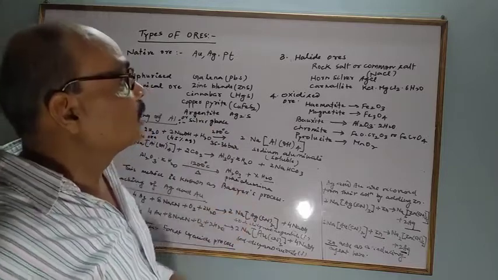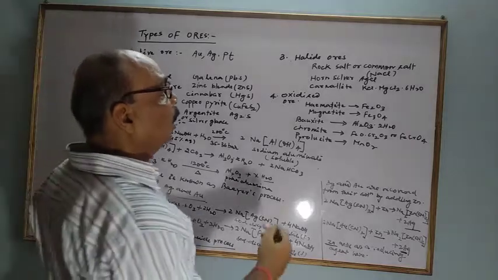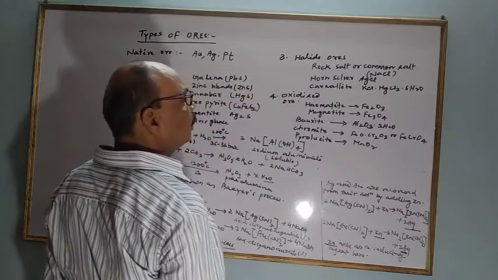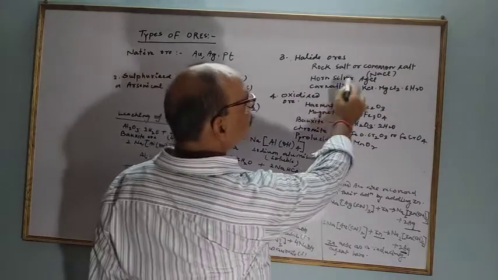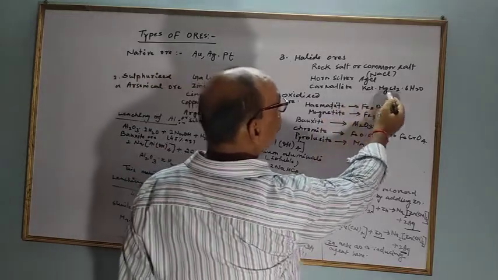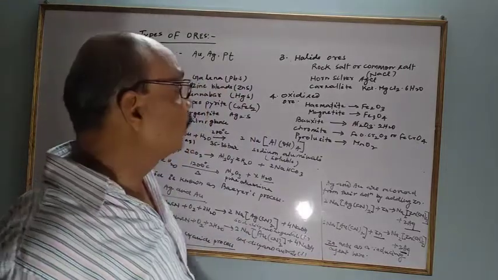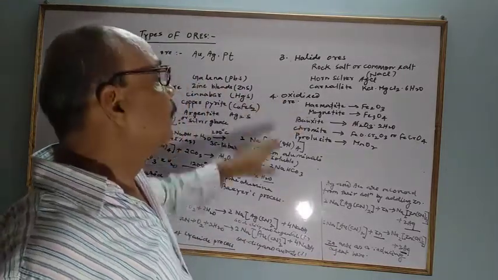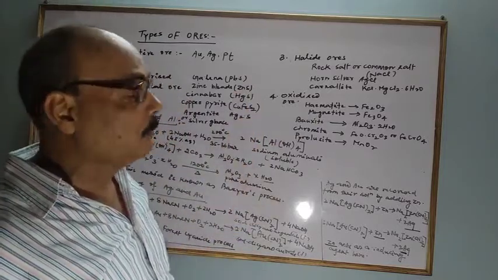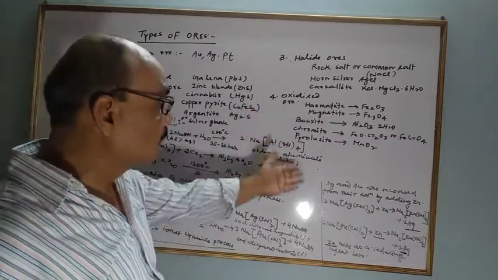Third group is the halide group, which contains halogen. Examples are rock salt or common salt, NaCl. Then we have horn silver, AgCl. Third one is carnallite, KCl.MgCl2.6H2O. And finally, but very important, is the oxidized ores. They may contain carbonates, they may contain sulfates like gypsum, limestone, calcium carbonate. These fall under this category.